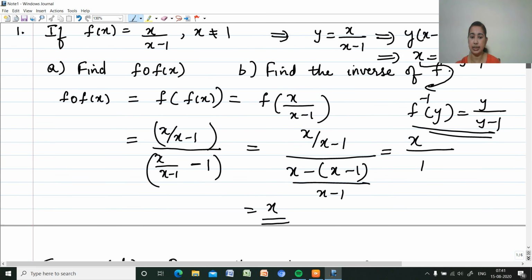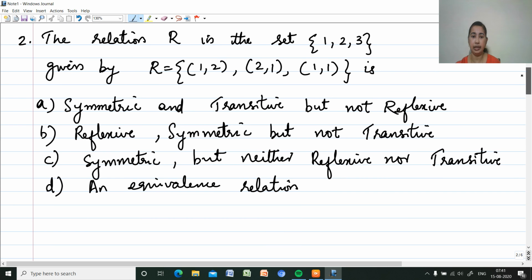Now moving on to the second question. The relation R in the set 1, 2, 3 given by R is equal to set of ordered pairs (1, 2), (2, 1) and (1, 1) is: first option, symmetric and transitive but not reflexive. Then second one is reflexive, symmetric but not transitive. Then symmetric but neither reflexive nor transitive. And the last one is, it is an equivalence relation. So which one is true here?